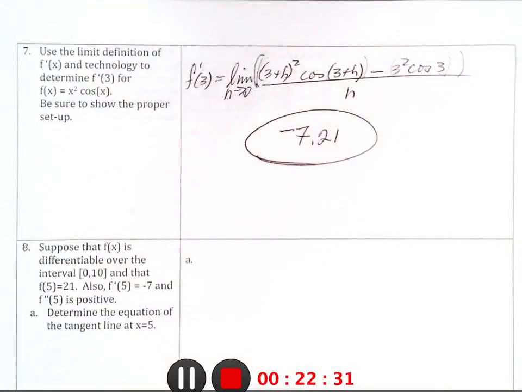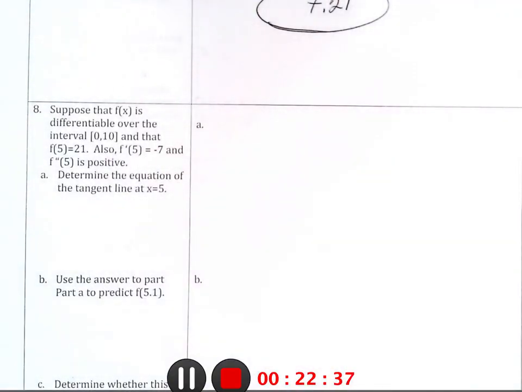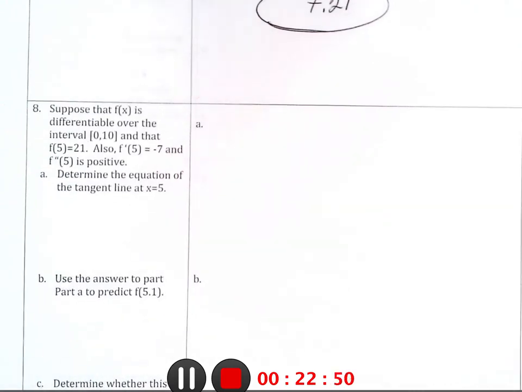Okay. And then finally, let's see here. Oops, got the wrong one here. I was just checking my answer, make sure I didn't make any mistakes. Negative 7.2. Yep. And now this one.